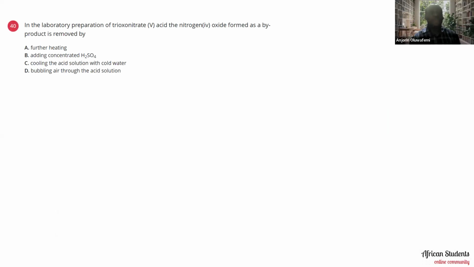Okay, so that's that. In the laboratory preparation of trioxonitrate 5 acid, the nitrogen 4 oxide formed as a byproduct is removed by: further heating, adding concentrated H2SO4, cooling the acid solution with cold water, or bubbling air through the acid solution. So if you look at it closely, you see that the answer is bubbling air through the acid solution.